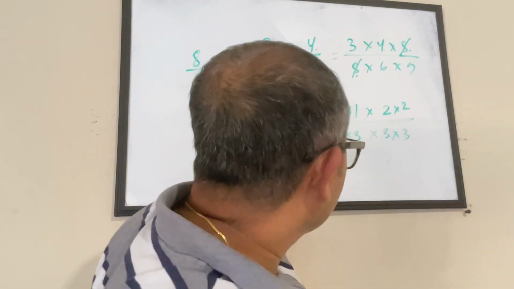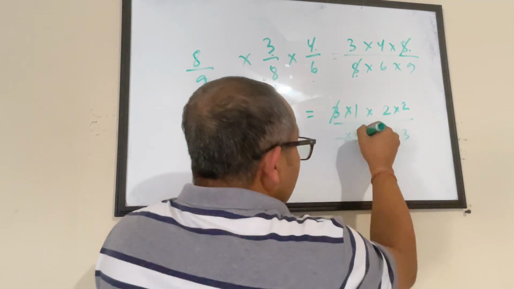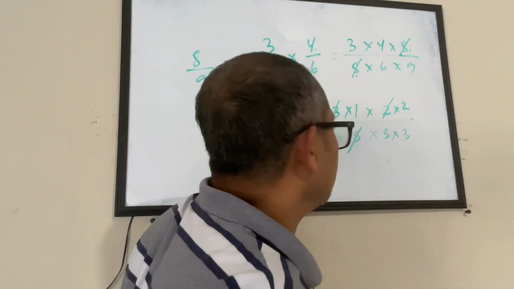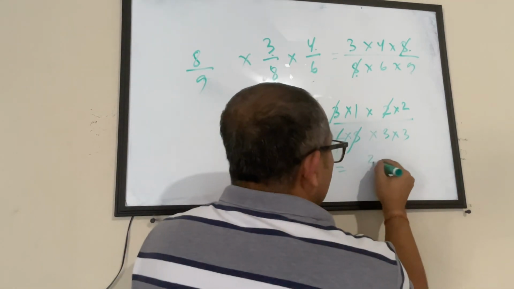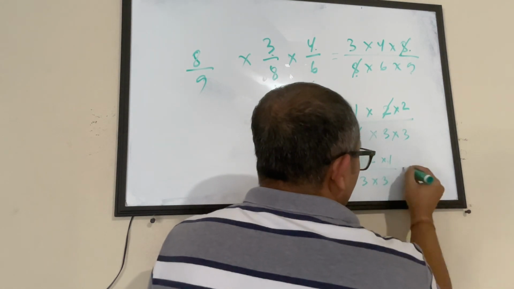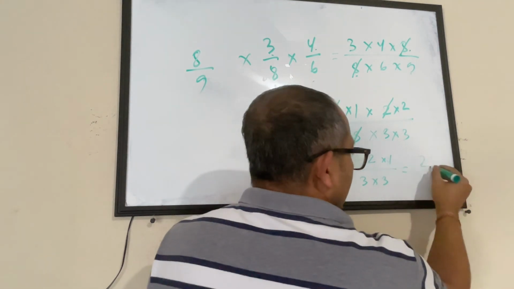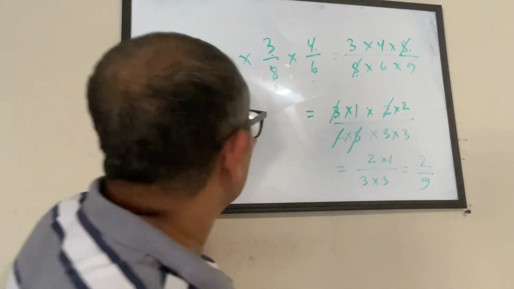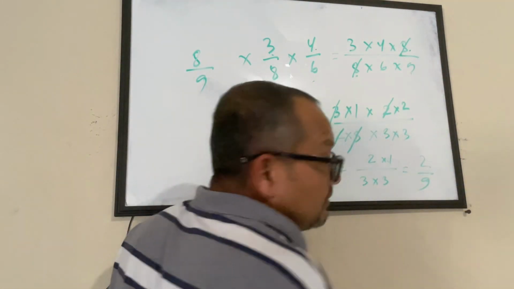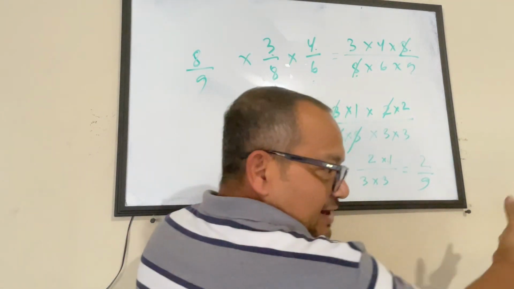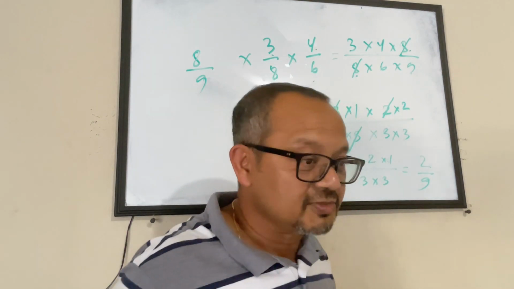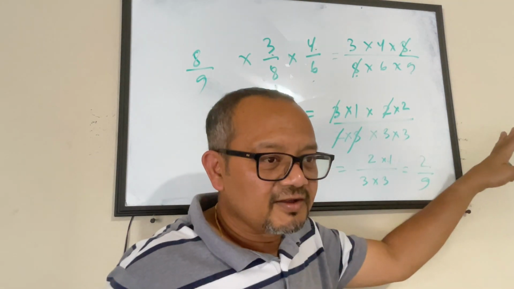I can do more tic-tac-toe here. 1, 3 here, 1, 3 here, gone. 1, 2 here, 1, 2 here, gone. What am I left with? 2 in the numerator, 2 into 1, divided by 3 into 3. Which is 2 divided by 9. What did we get? See? Even if I had more numbers to multiply, that would have been more reasons to play. Rather than being very, oh my god, I have to multiply 10 fractions together. No. That would be hard.